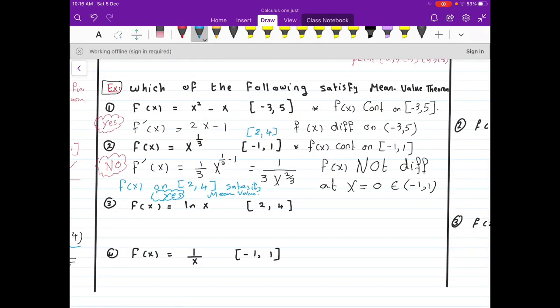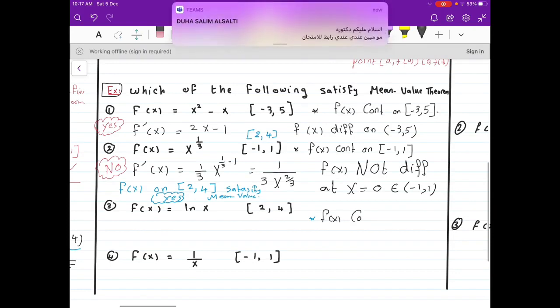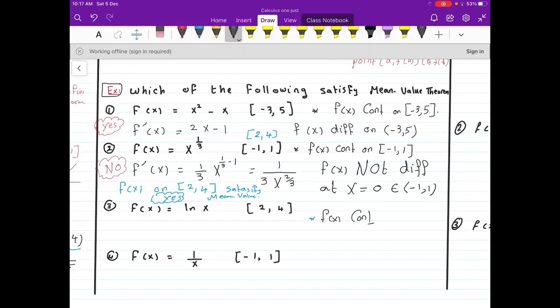We take the function f(x) equals ln x. The domain of ln x is from 0 to infinity, so f(x) is continuous on the interval [2, 4], and f(x) is differentiable on the open interval (2, 4). Why? f prime of x is 1 over x. So is the answer yes or no? The answer will be yes.